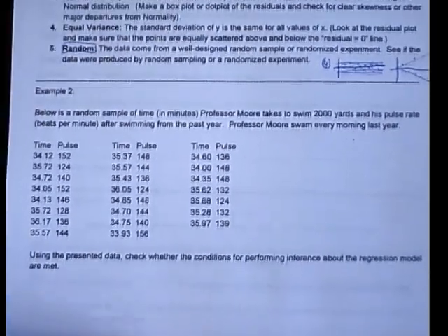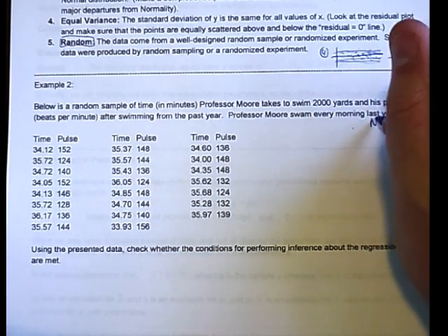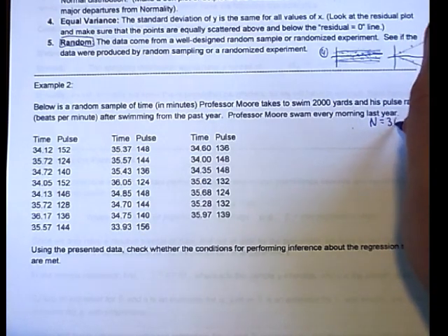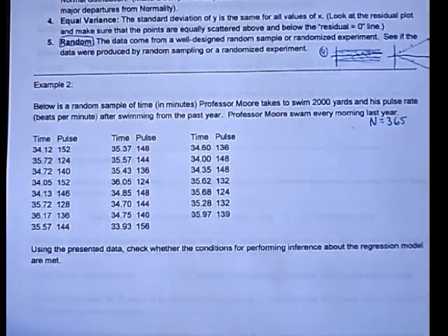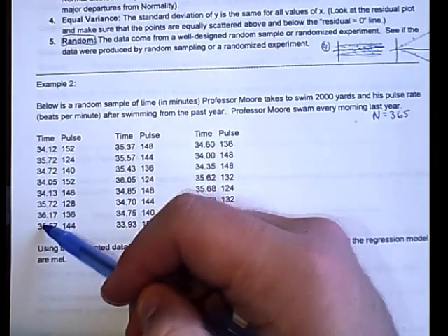So let's try this example. It says below is a random sample of time in minutes Professor Moore takes to swim 2,000 yards and his pulse rate immediately after swimming from the past year. It says Professor Moore swam every morning last year, so his actual population would be 365, assuming it's not a leap year. So this is how much time it took him to swim the 2,000 yards.